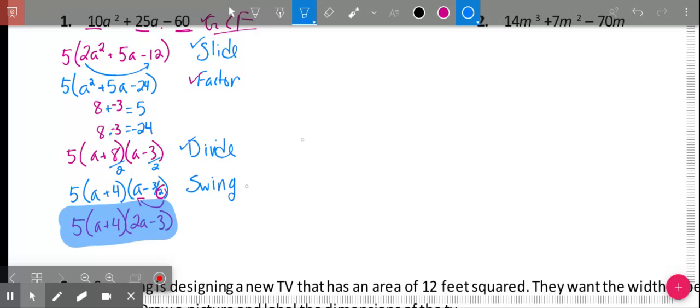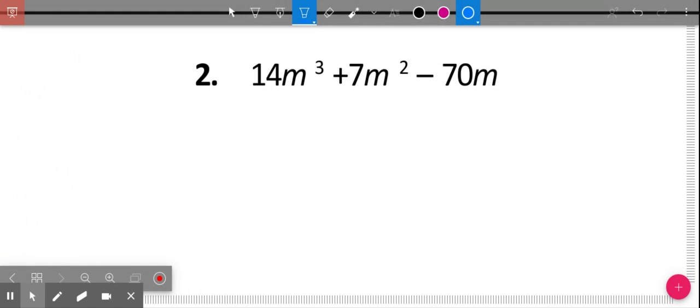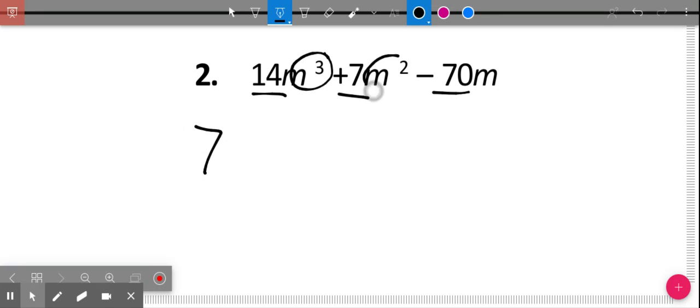All right, so looking at number 2. Okay, I'm going to help you with the first step, which is our GCF, and then you're going to do the slide, factor, divide, and swing steps. Okay, looking at these, all of my coefficients, okay, 14, 7, and 70, have a GCF of 7. So that's going to go up front. They also all have an M in common. Notice they all have an M. So I'm going to put 7M up front for my greatest common factor.